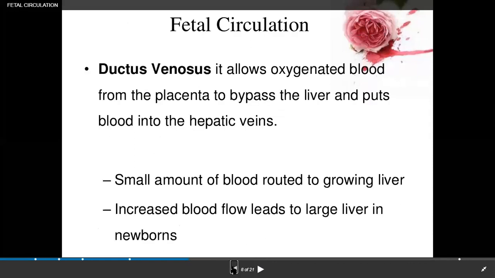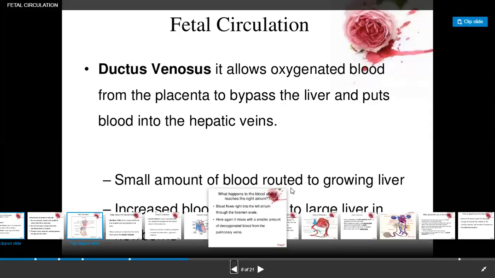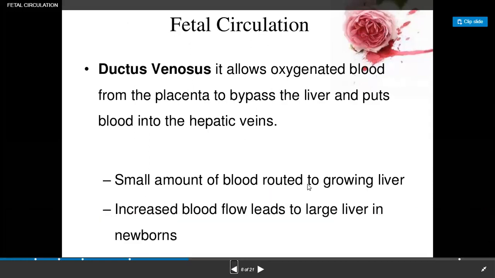And a small amount of blood is routed to the growing liver. Increased blood flow leads to a large liver in the newborn. That is what it leads to.